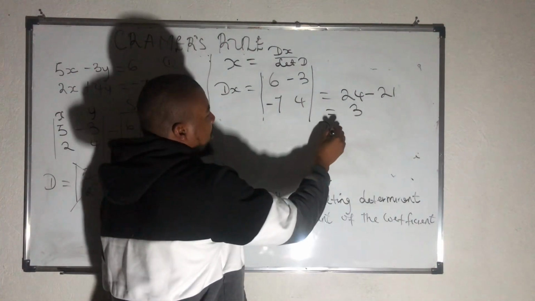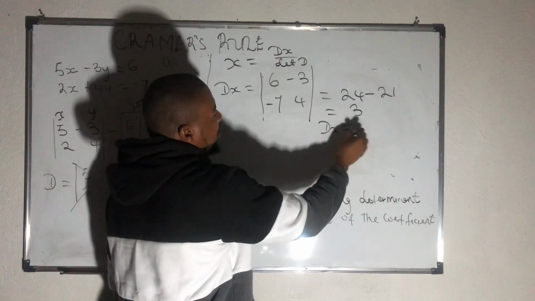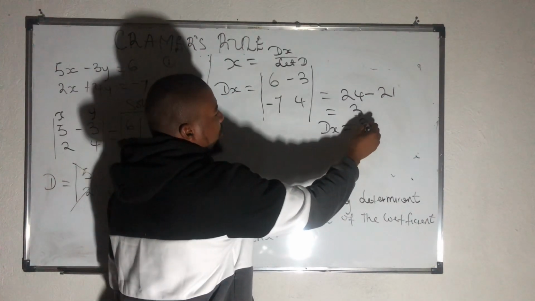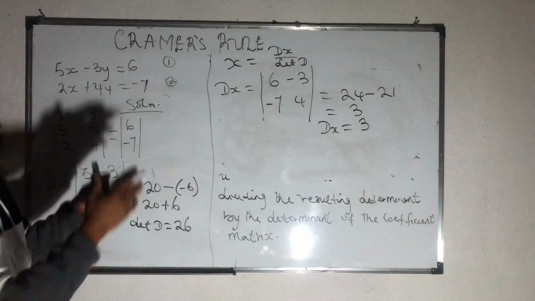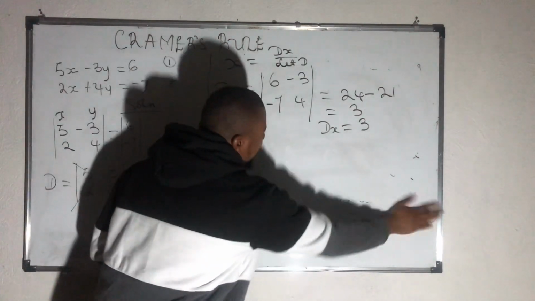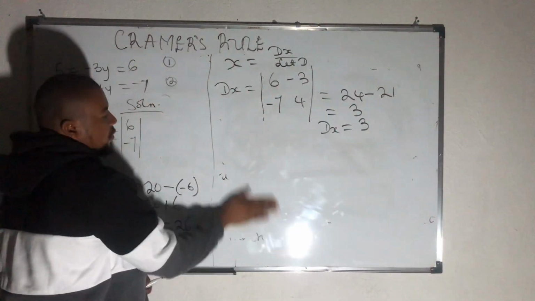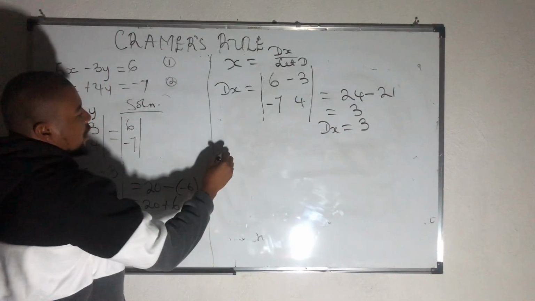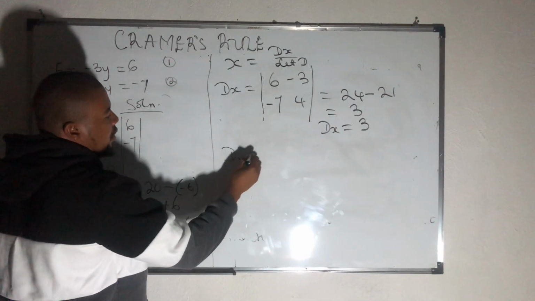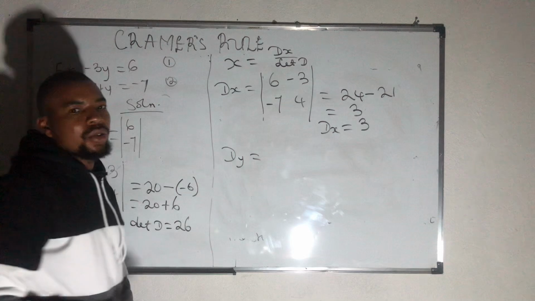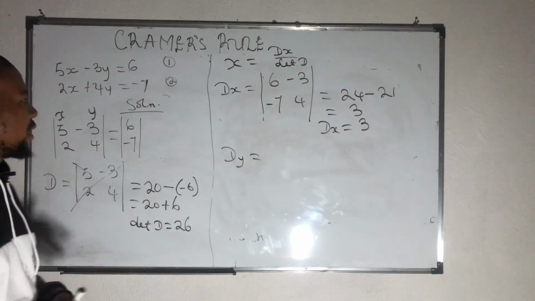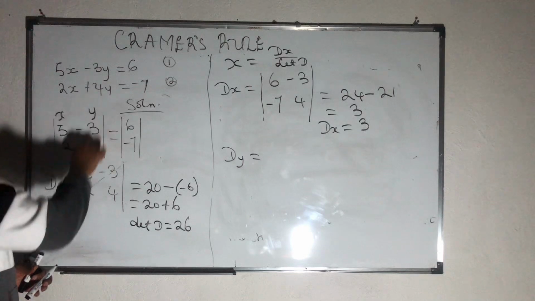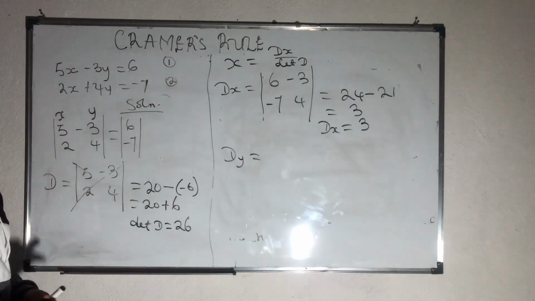Hence, our determinant of x is equal to 3. We're done with this. Let's go ahead and find the determinant for our y. Our Dy is equal to, we're also going to do exactly the same thing that we did for x, but the only difference is that we have to replace the column for y with the constant terms.